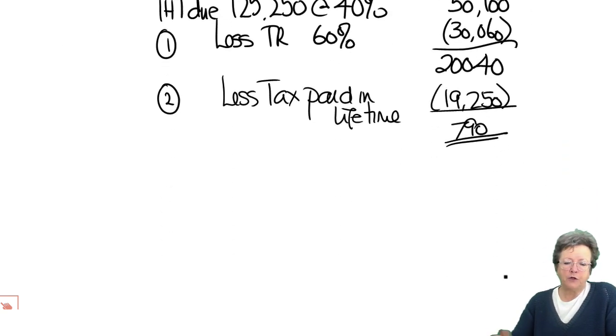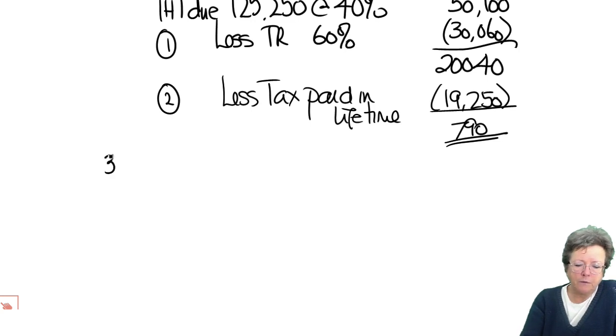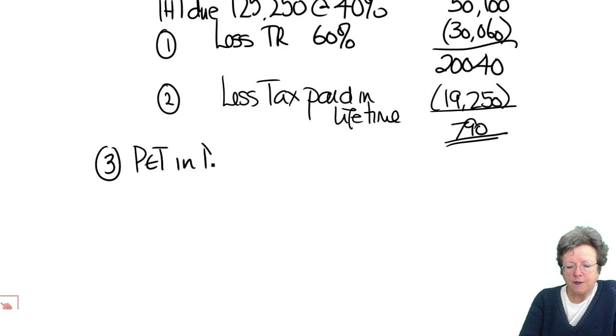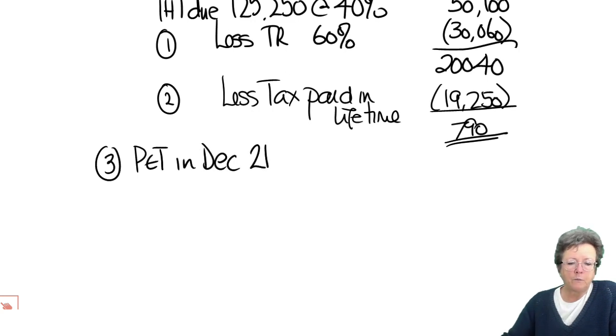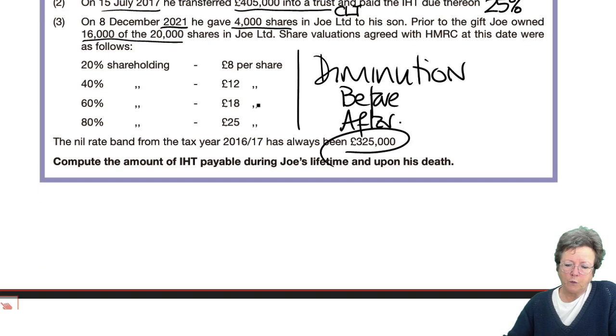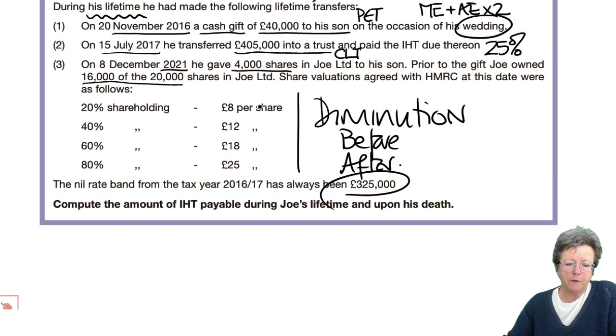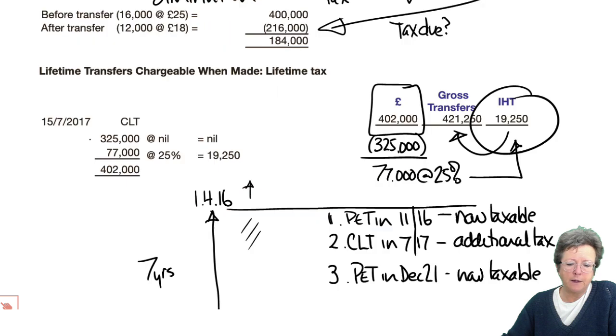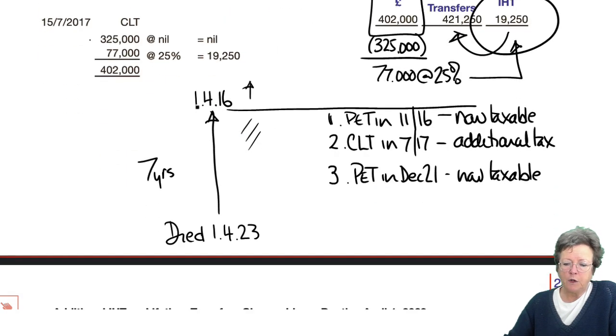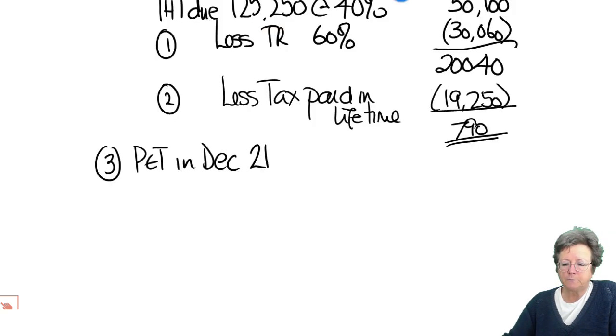The third transfer was the PET in December 21. If you remember, we had to do it, and we're doing them in chronological order. We've done that one, we've done this one. Now this PET has now become chargeable.